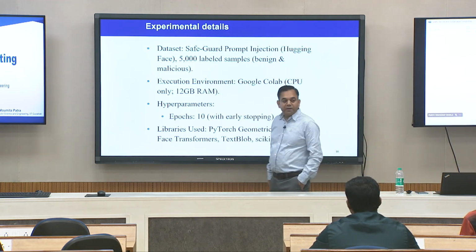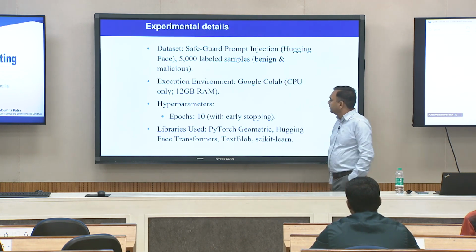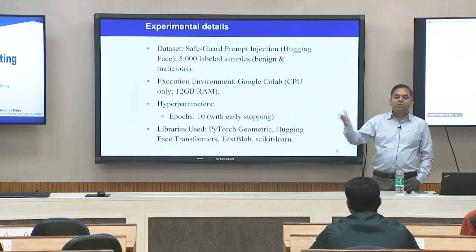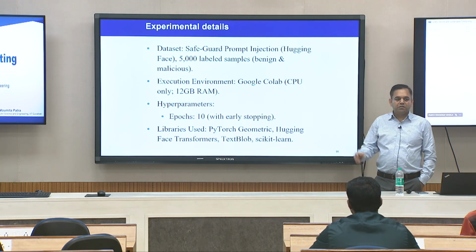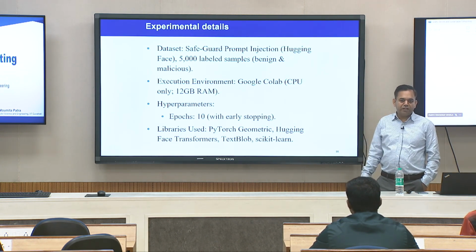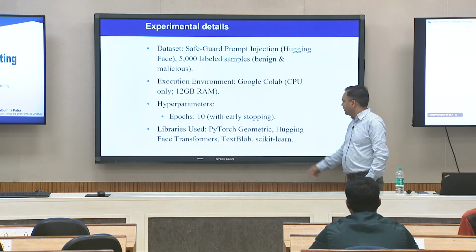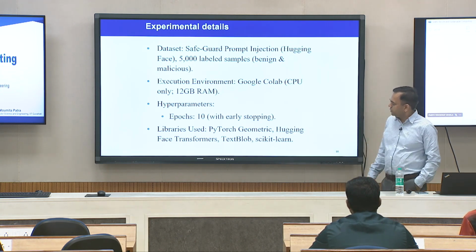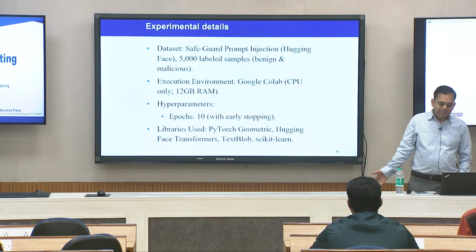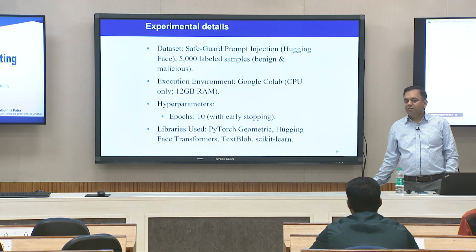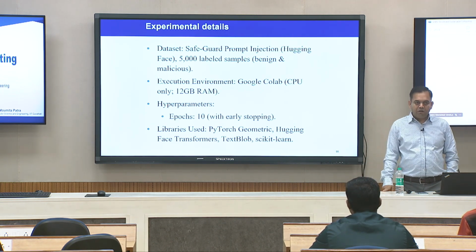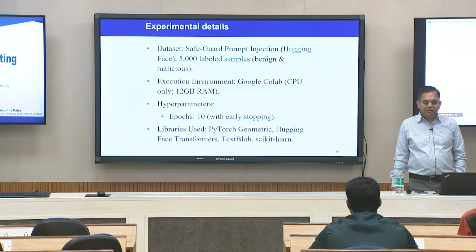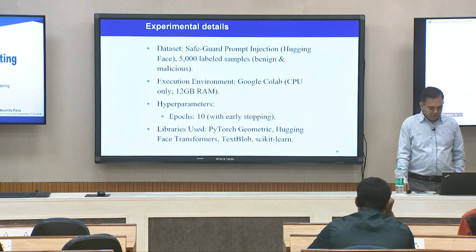And these are some hyperparameter details. Number of epochs is how much training you want to do. There should be a stopping point, otherwise it can go forever. And these are some of the libraries used. You might have heard, if you want to do anything with AI, PyTorch, or there are lots of others from different companies that you can use.